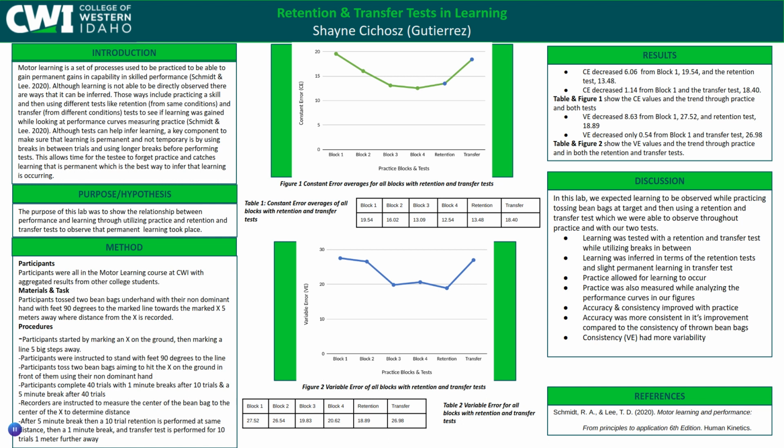Learning was inferred in terms of the retention tests and slight permanent learning in the transfer test as well, which conferred that learning had taken place, because the transfer test, with it being at a different condition, did show a lower value than the first block. Practice allowed for learning to occur. We could see that throughout our practice numbers got lower and that our learning increased.